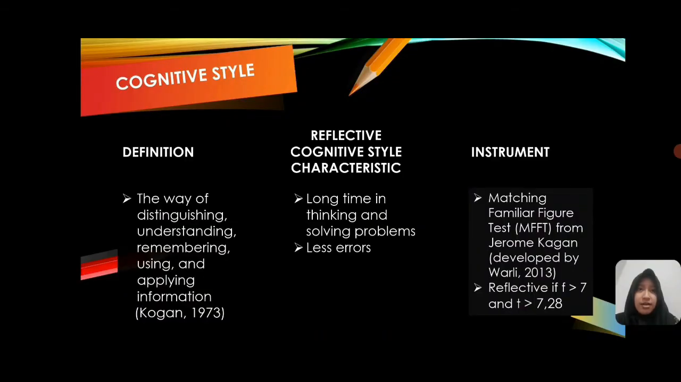Cognitive style is defined as the way of distinguishing, understanding, remembering, using, and applying information. The characteristics of reflective cognitive style are long time in thinking and solving problems and fewer errors. The instrument used for this cognitive style is the Matching Familiar Figures Test from Kagan and developed by Warli. Reflective if the correct answer is more than 7 and time to solve the problem is more than 7.28.